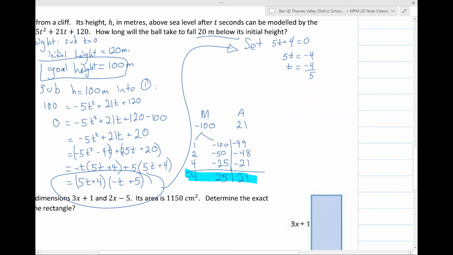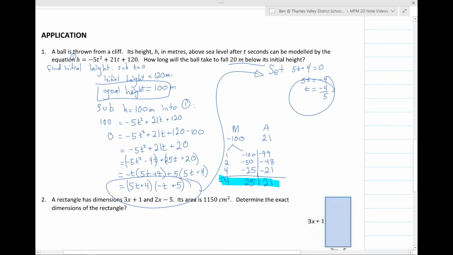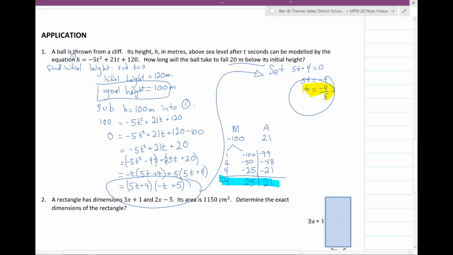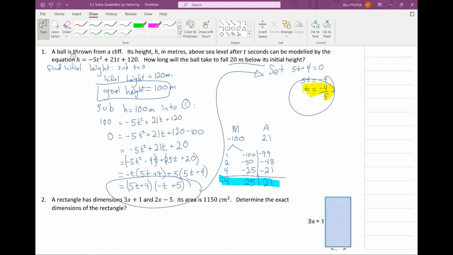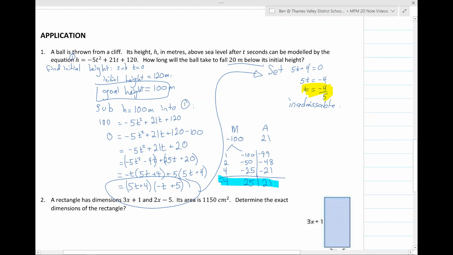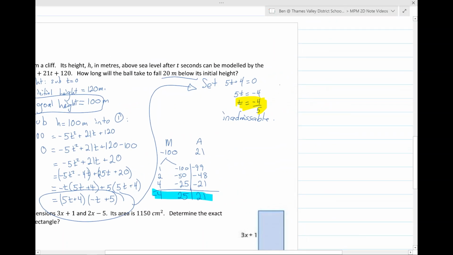Now, the problem with this solution: if we look at the context of the problem, a ball is thrown from the cliff. What time is the ball thrown from the cliff? Well, at t equals 0. That's when we start this model. Now, if this model begins at t equals 0, then any value for t that is less than 0 is inadmissible. Since t is negative here, it's less than 0. Inadmissible. That means we cannot use this as one of our solutions because negative time does not make sense. It does not exist.